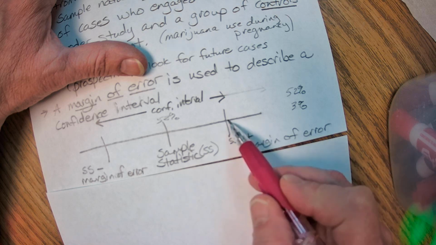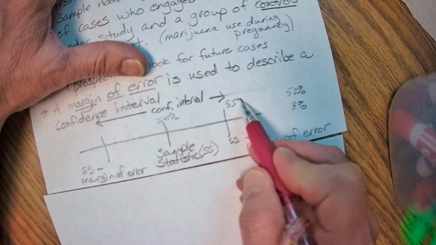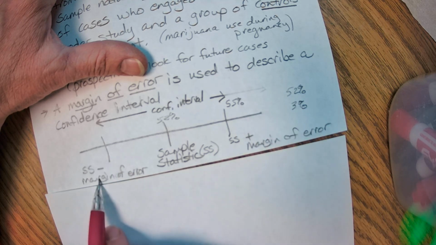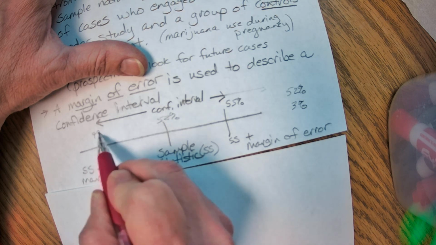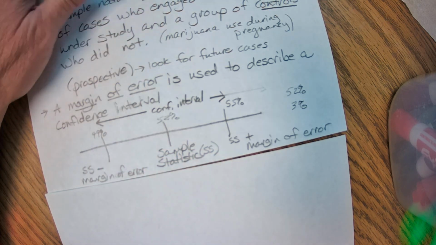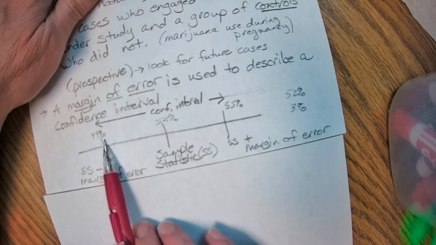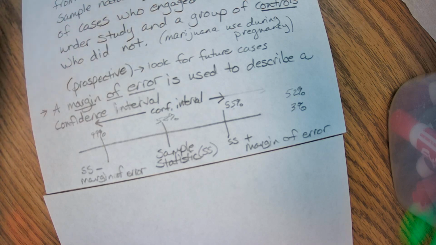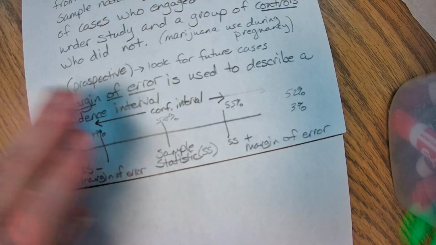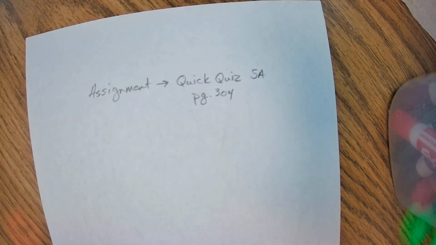And then at this end, you would add the margin of error. So this would be 55%. And over here, you would subtract that margin of error. So this would be 49%. So you could say with pretty high confidence that this candidate is going to get between 49 and 55% of the vote. And that's how a margin of error is figured out. Your assignment for 5A is the quick quiz on page 304.